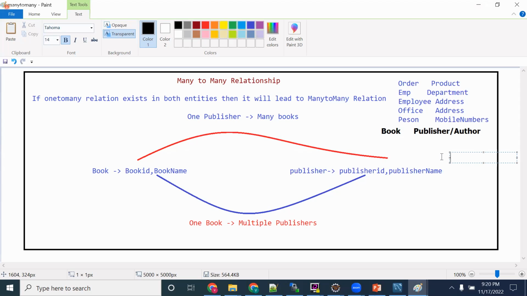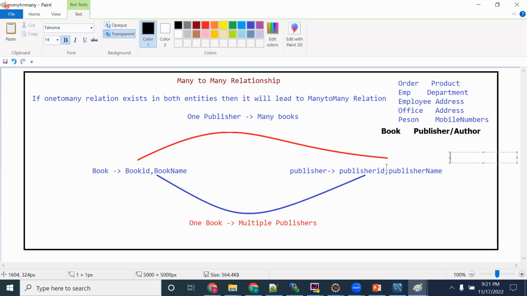Next, book to author or book to publisher, one to many. And can one author write only one book or multiple books? Many books. One author can write many books, so one to many. Book to publisher is one to many, as well as publisher to book also one to many, which is completely leading to many to many.